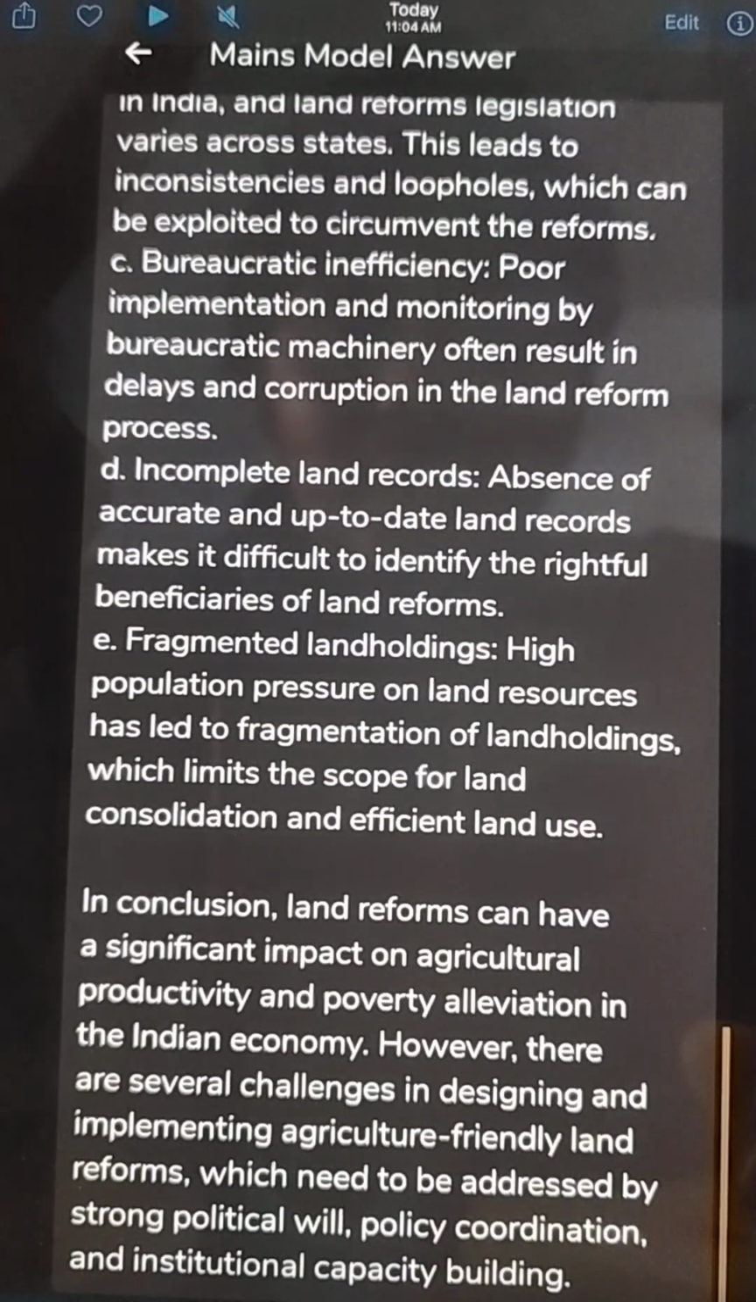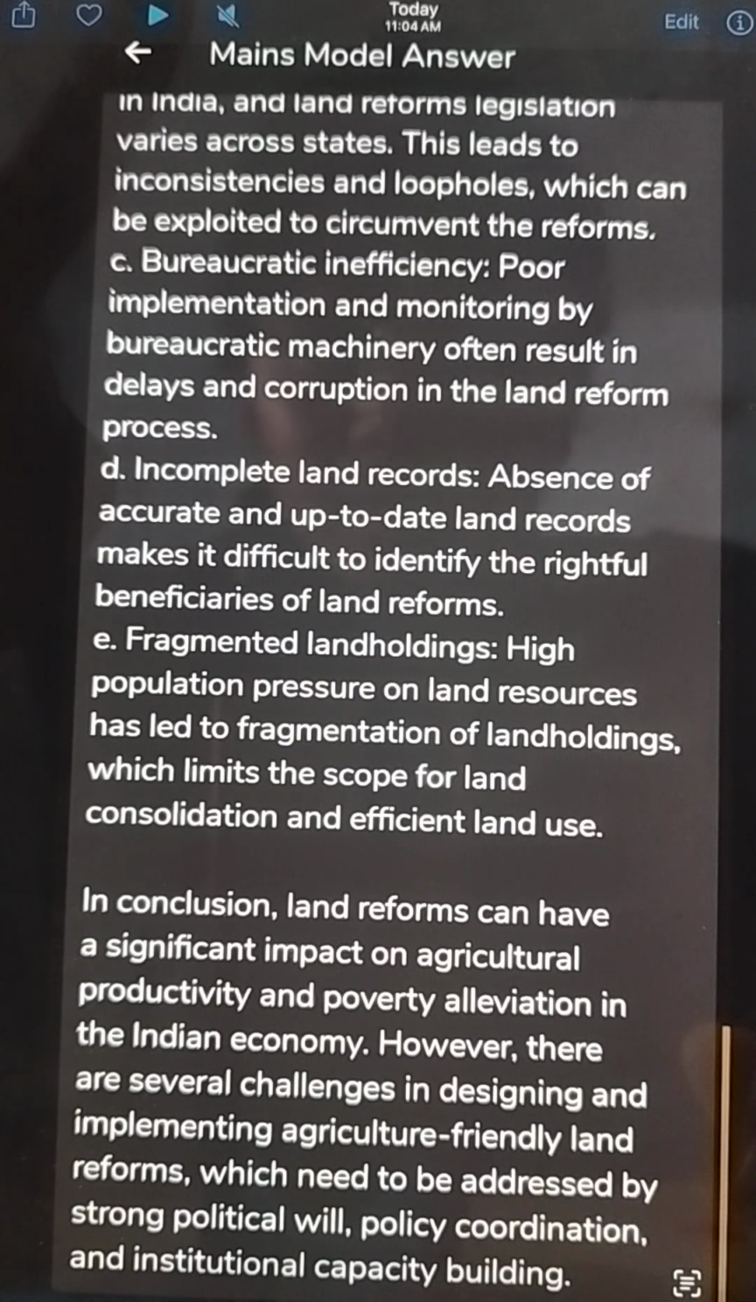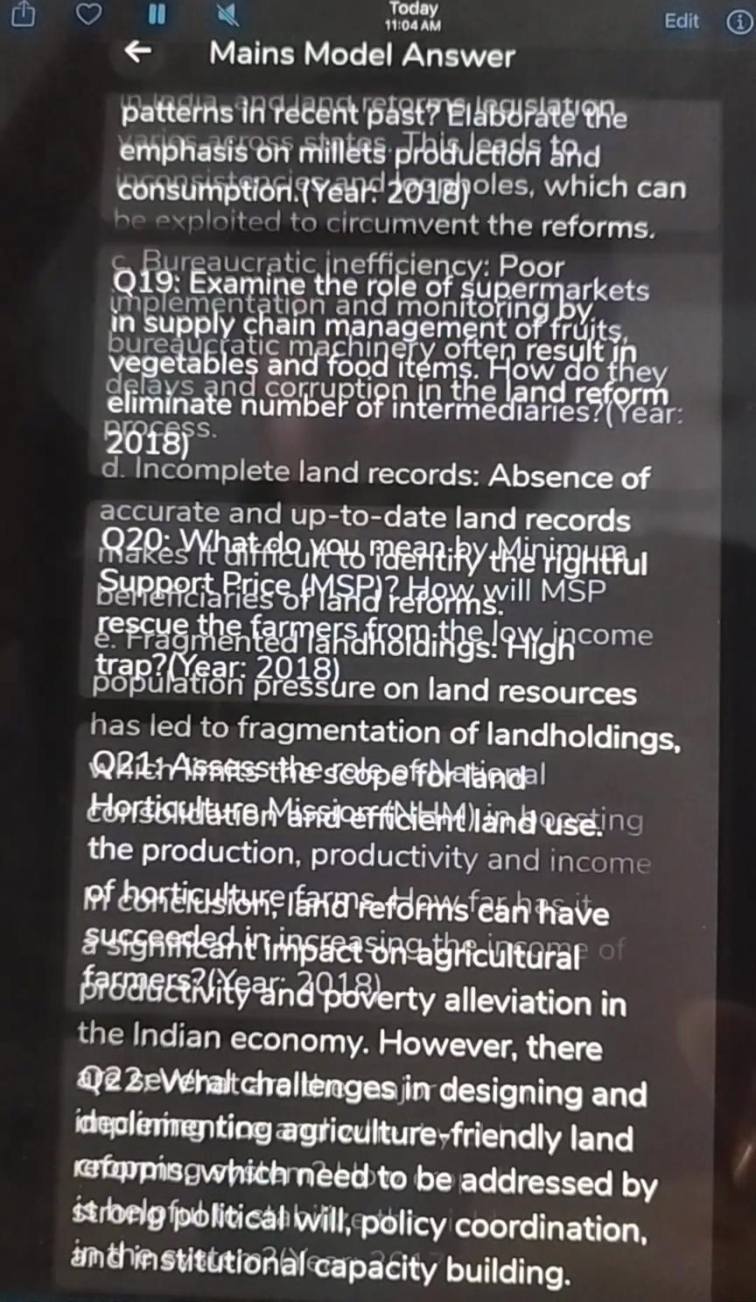In conclusion, land reforms can have a significant impact on agriculture productivity and poverty alleviation in the Indian economy. However, there are several challenges in designing and implementing agriculture-friendly land reforms, which need to be addressed by strong political will, policy coordination, and institutional capacity building.